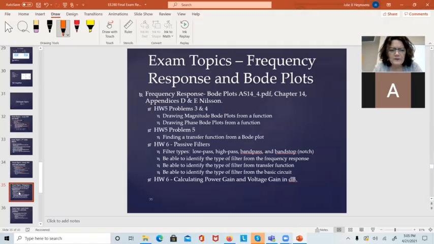Bode plots. Finding, no, I didn't do that to you guys. Drawing magnitude plots from a function. Yes. The phase plots are too hard to grade. And filters, no. Well, sort of, maybe. Op-amp problem. This is important. Calculating power, voltage gain, and current gain in dB. So I've narrowed it down considerably.